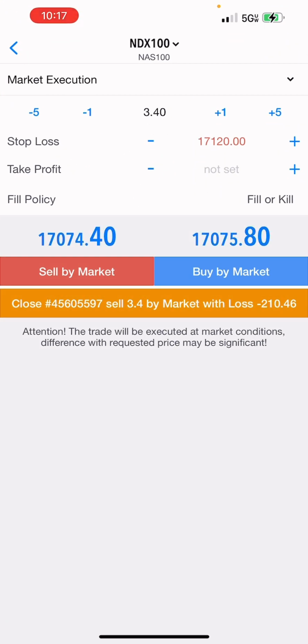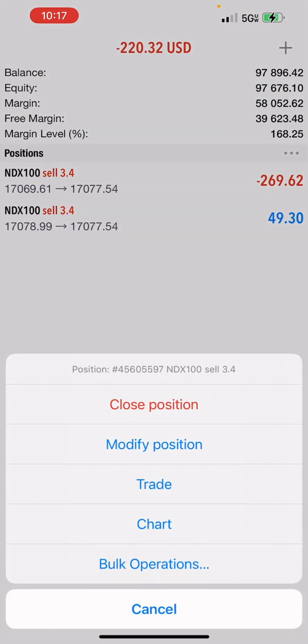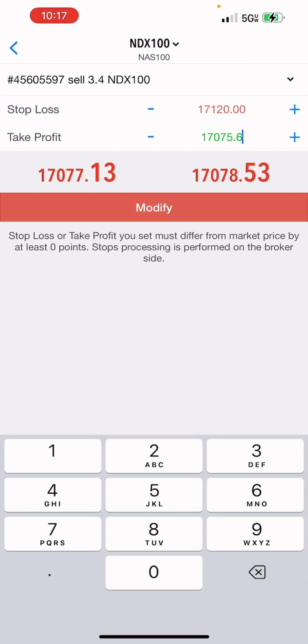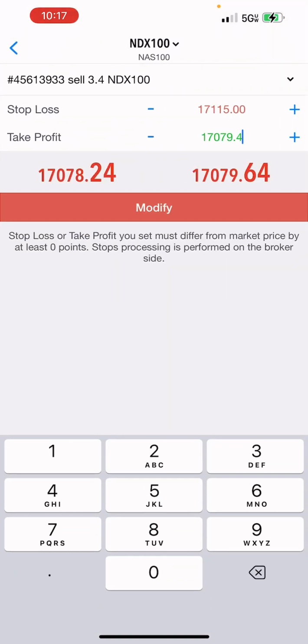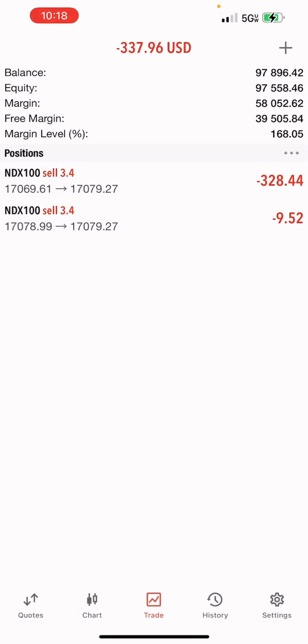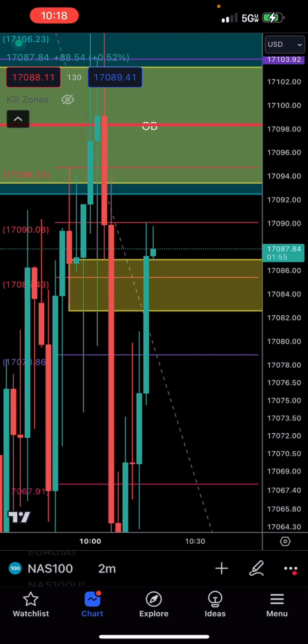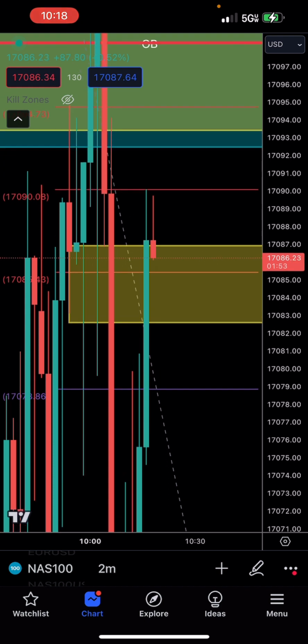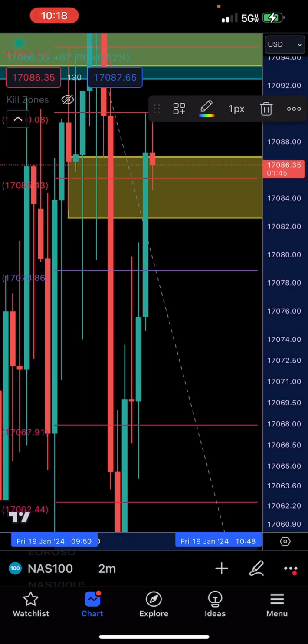Then my take profit is 6,980. Good 2-to-1 risk to reward on there. I could take this off of my chart.